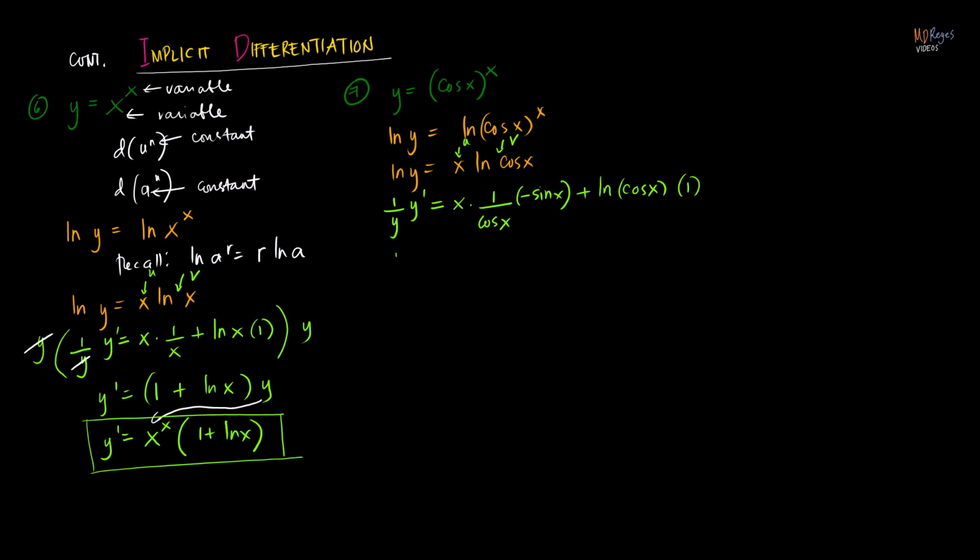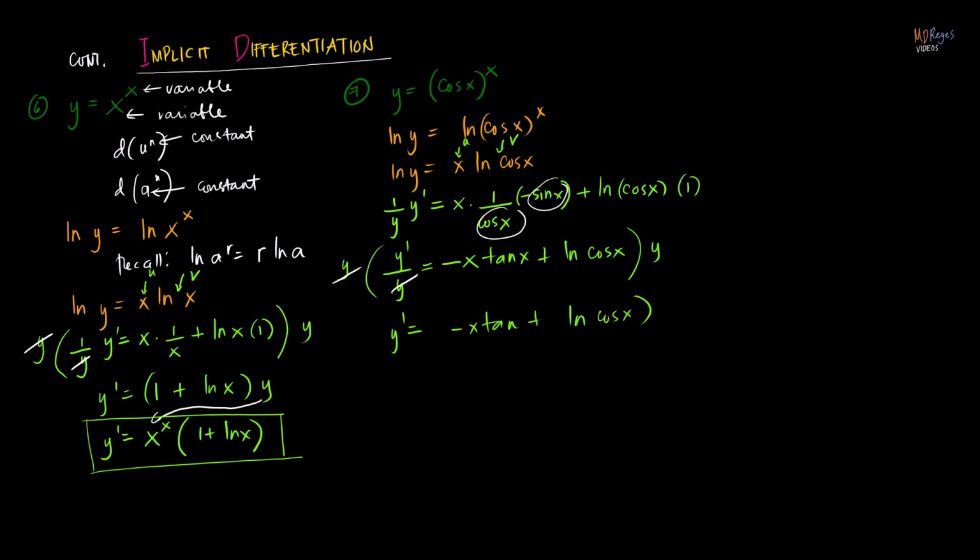Okay, so we have y prime over y on the left side equals, well, this sine over cosine, if you recall, is equal to tangent function. So sine x over cosine of x is equal to tangent of x. So we have on the right side, first term on the right side, negative, don't forget the negative sign, x tangent of x plus ln of cosine of x. Solving for y prime, multiply both sides of the equation by y. Okay, so we'll have y prime on the left side, and then negative x tangent x plus ln of cosine of x multiplied by y.